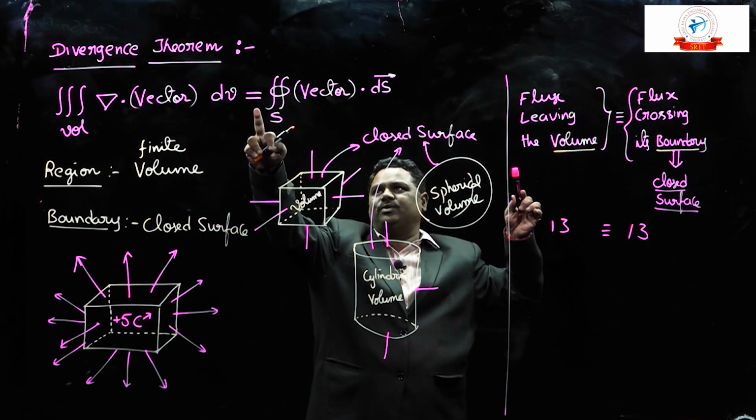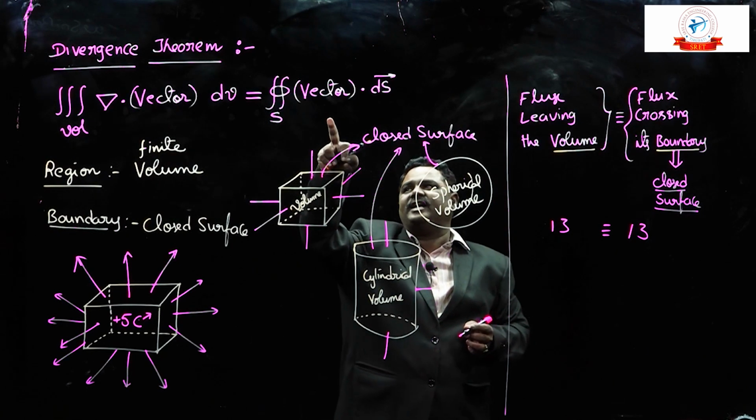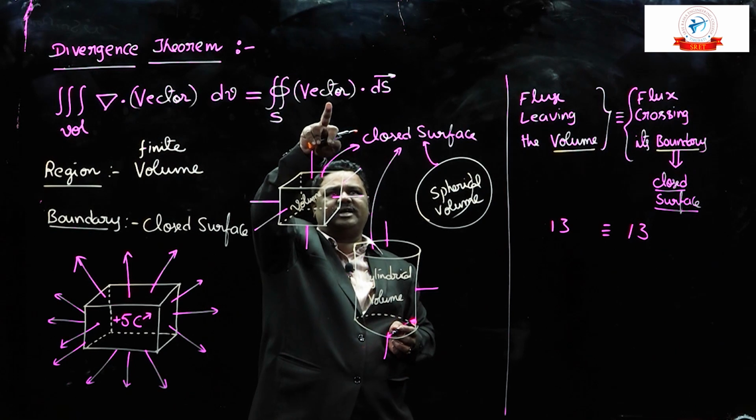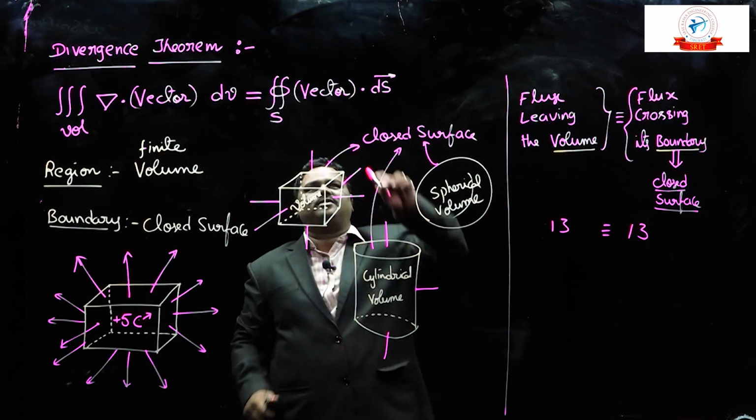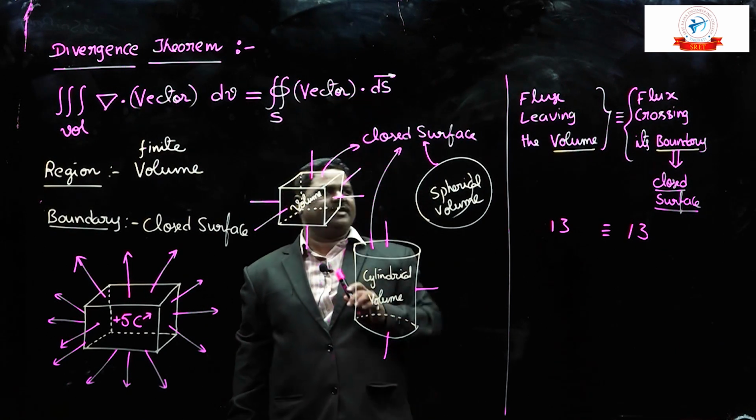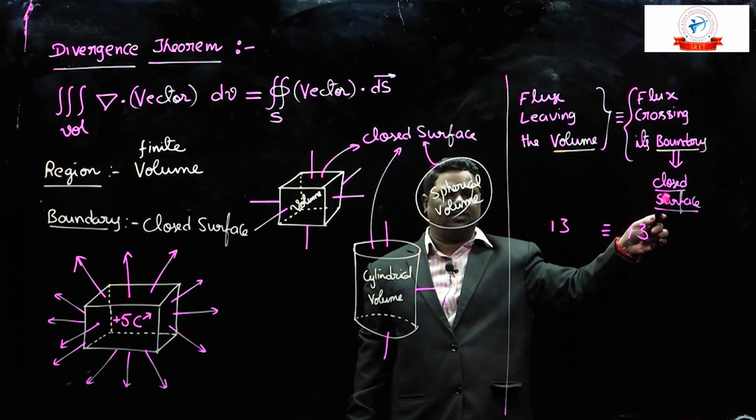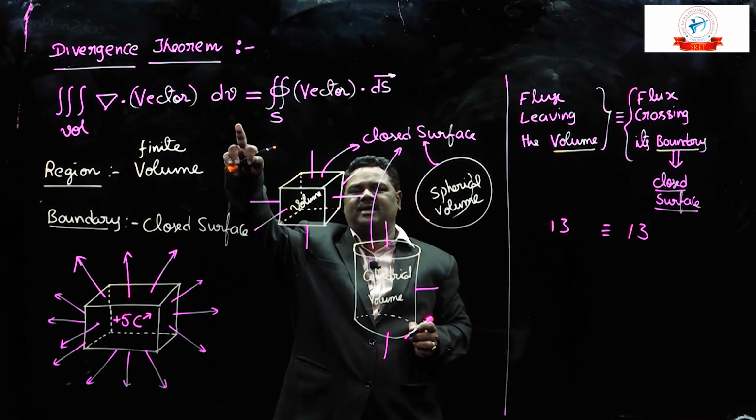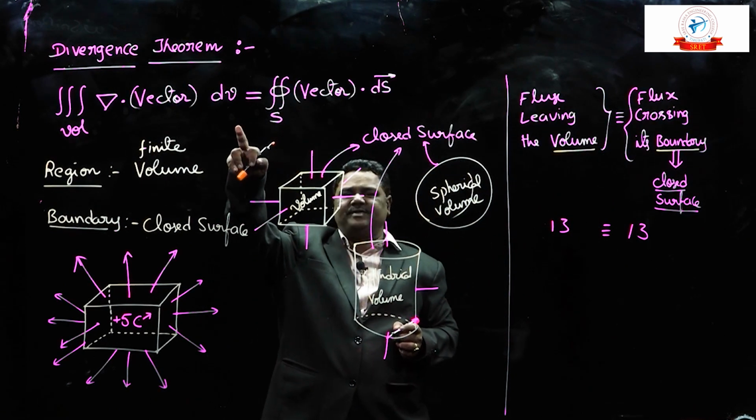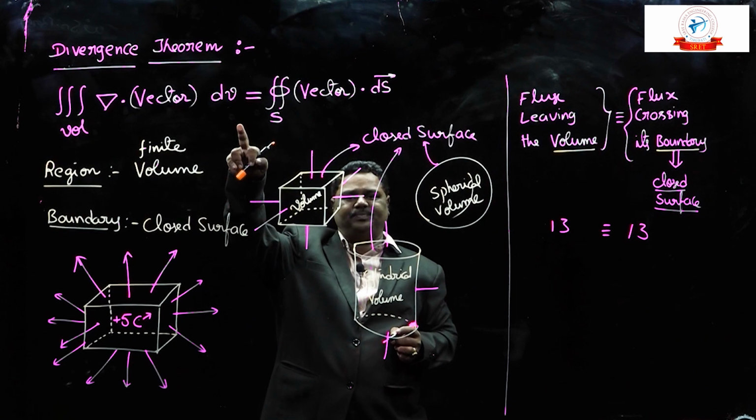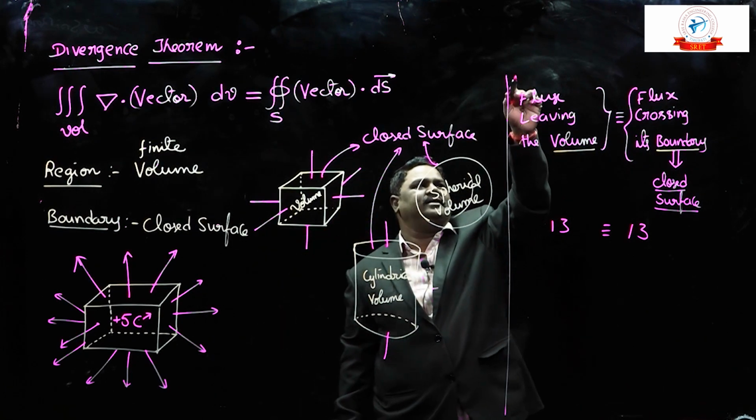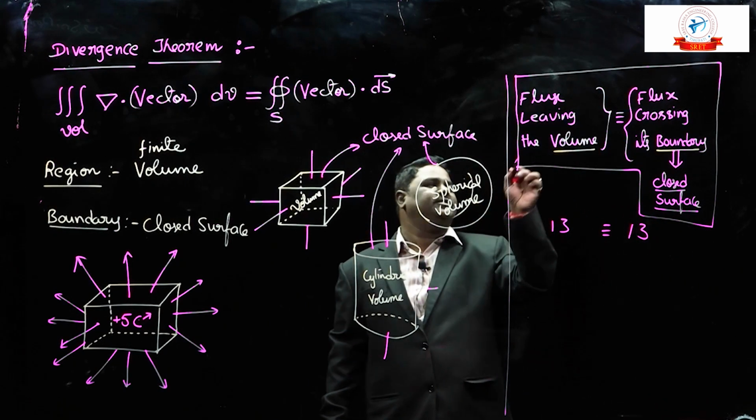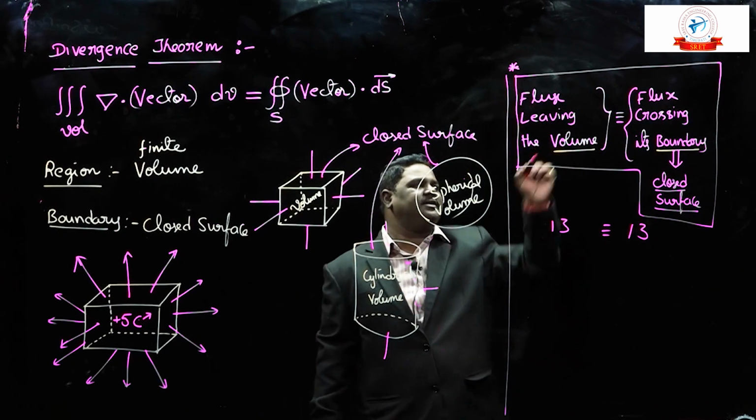That is equal to the right side quantity. On the right side we have a closed surface integral with the dot product with the same vector field. This dot product gives us the flux crossing this closed surface. So this entire statement is written in the form of a mathematical equation, and this mathematical equation is nothing but the divergence theorem. Its meaning is given by this statement.